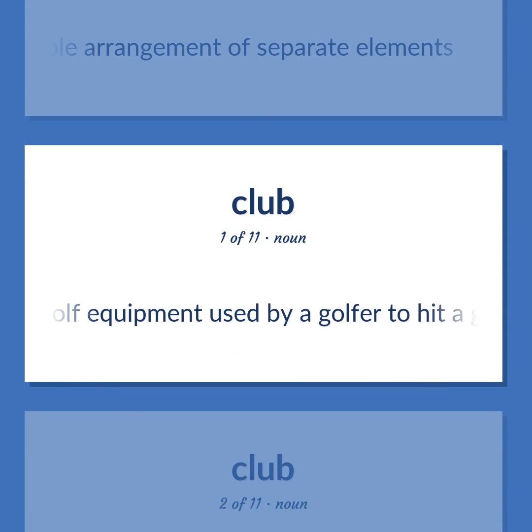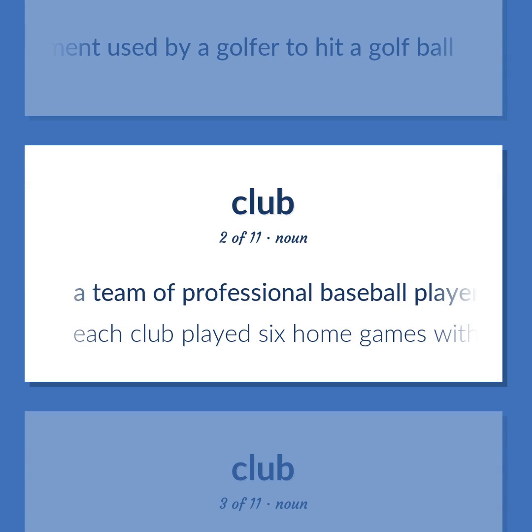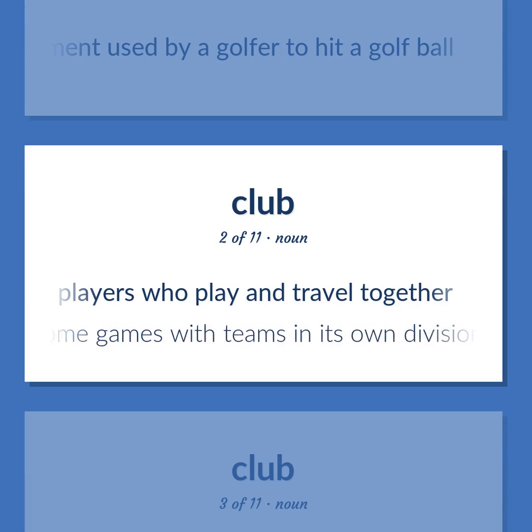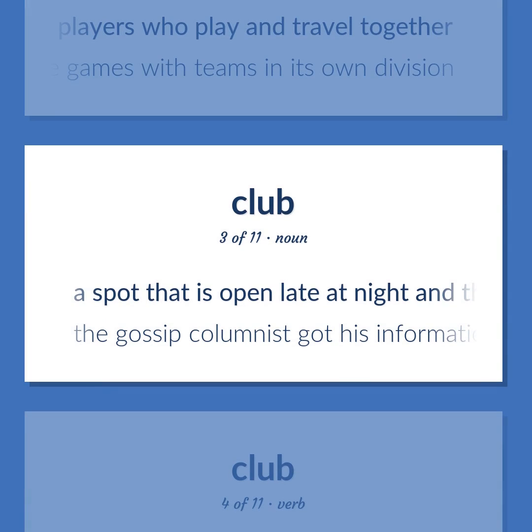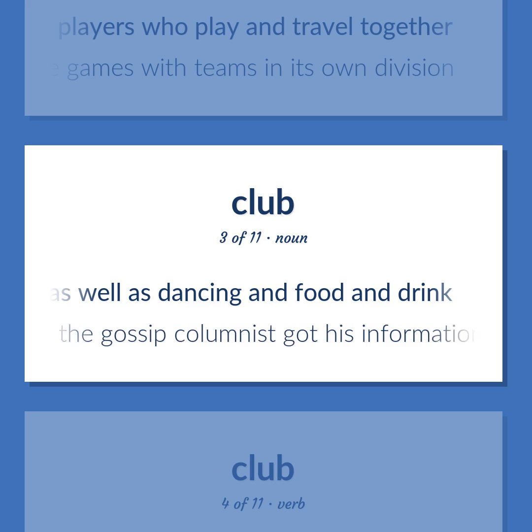Golf equipment used by a golfer to hit a golf ball. A team of professional baseball players who play and travel together. Each club played 6 home games with teams in its own division. A spot that is open late at night and that provides entertainment, as singers or dancers, as well as dancing and food and drink. The gossip columnist got his information by visiting nightclubs every night.